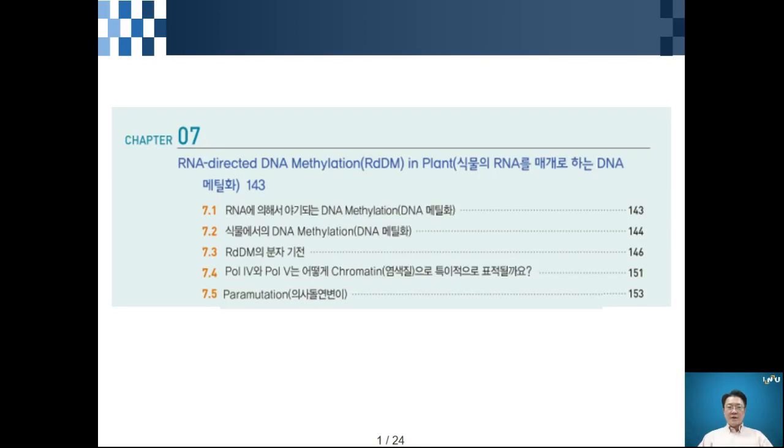So today we will learn Chapter 7, RNA-directed DNA methylation in plants. Chapter 7 is composed of 5 subjects, starting from RdDM in plants, and we will also learn DNA methylation in plants. After that we will learn the specific mechanism in RdDM. So finally we will learn paramutation.